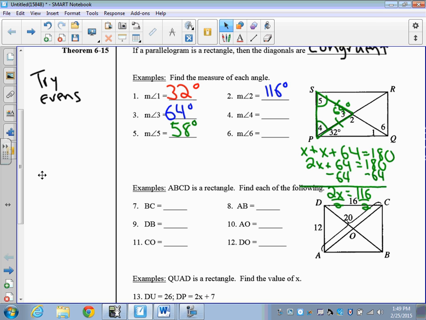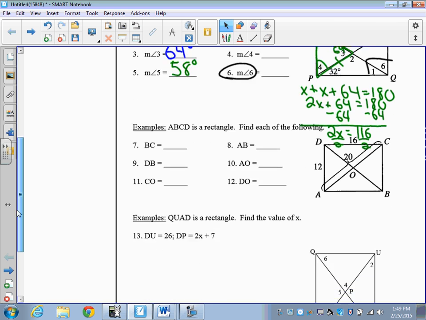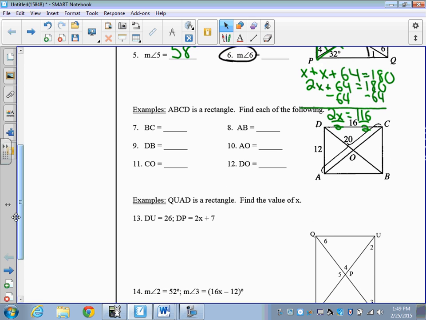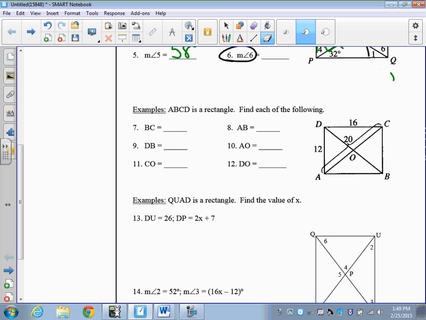Just a quick note on how to solve the last one, the measure of angle 6. Remember, we have a right angle here. So the measure of angle 1 plus the measure of angle 6 is just going to equal 90 degrees. So that was a lot of talk on angles. The next set of examples has us finding side lengths.